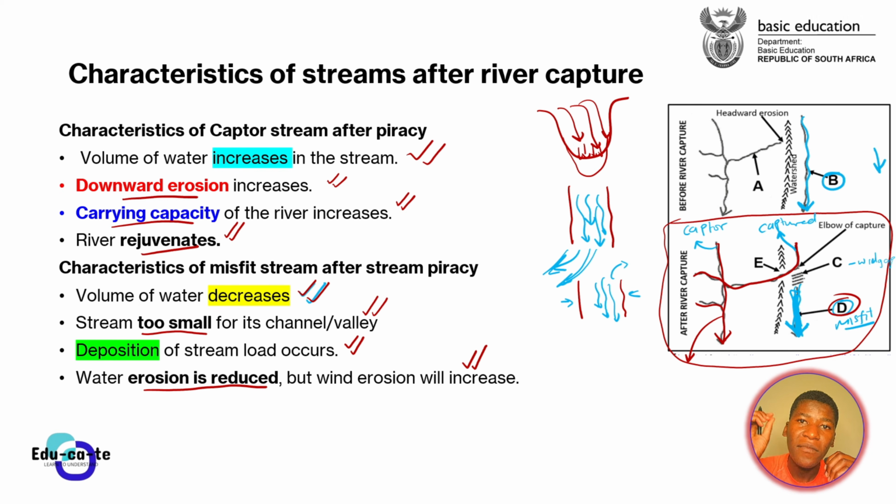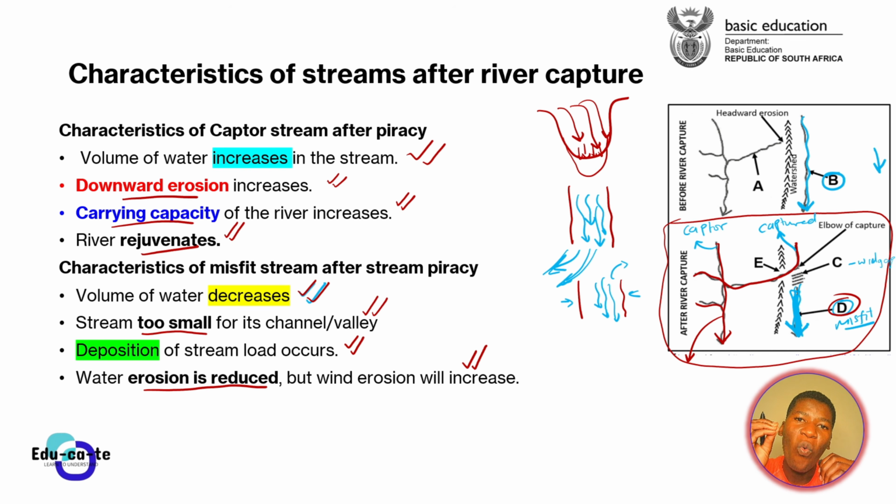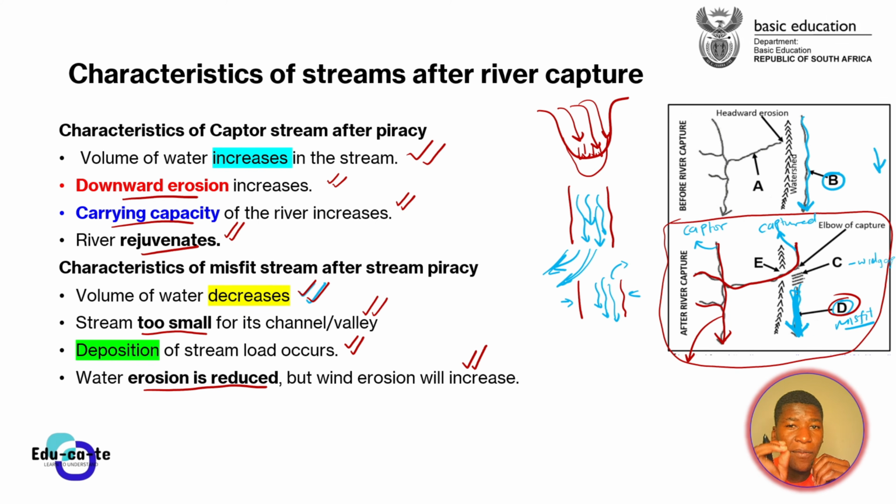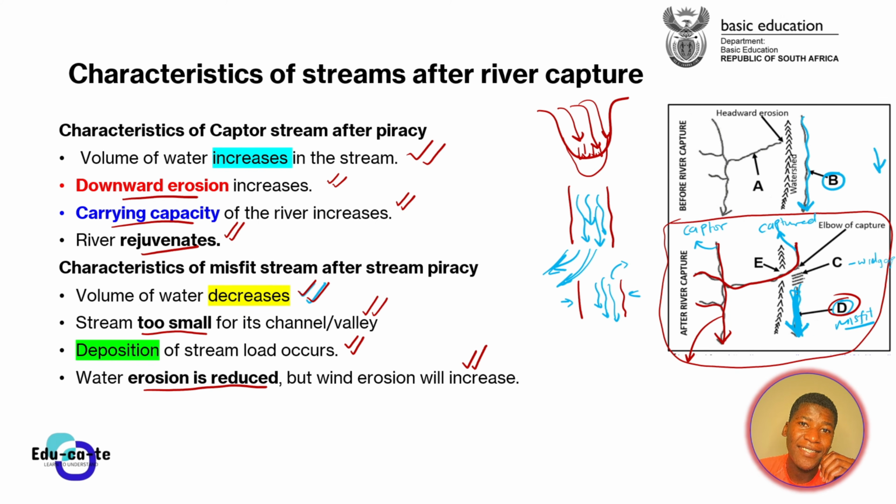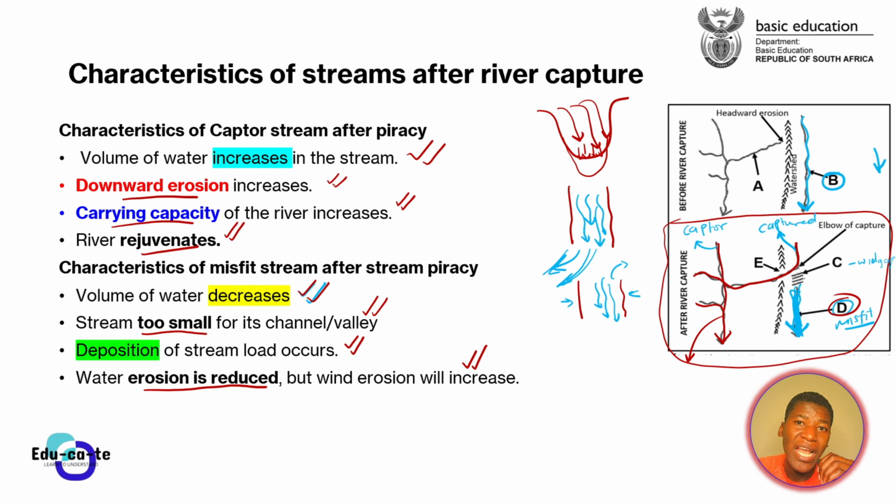Basically, remember, we've said that for water to be able to erode materials from the ground, it must have a larger volume of water. If it has a lower volume of water, or the amount of water in the stream decreases, it has less erosive power. It is not able to erode and cut more materials from the ground. So here the water erosion is reduced. Why is the water erosion reduced? It is because now this stream doesn't have a large volume of water.